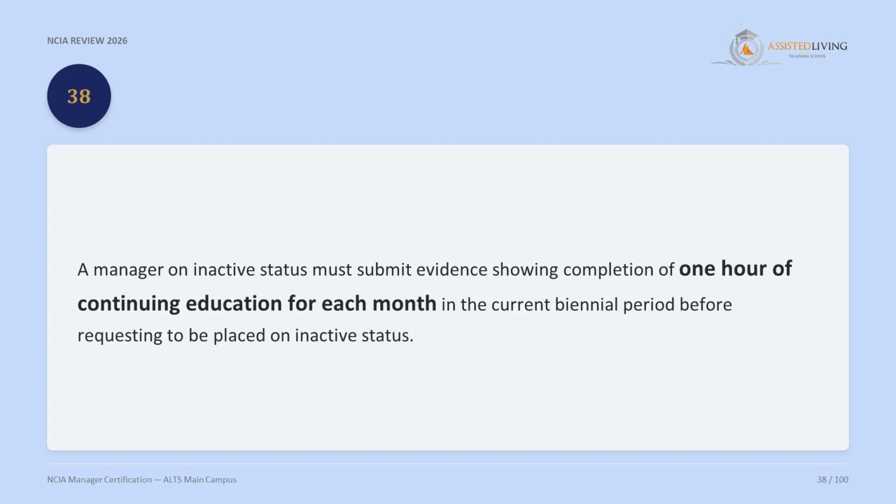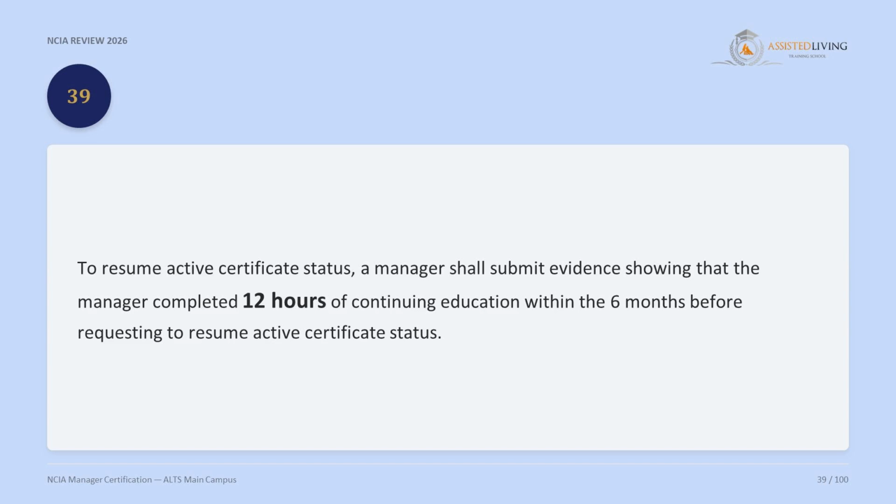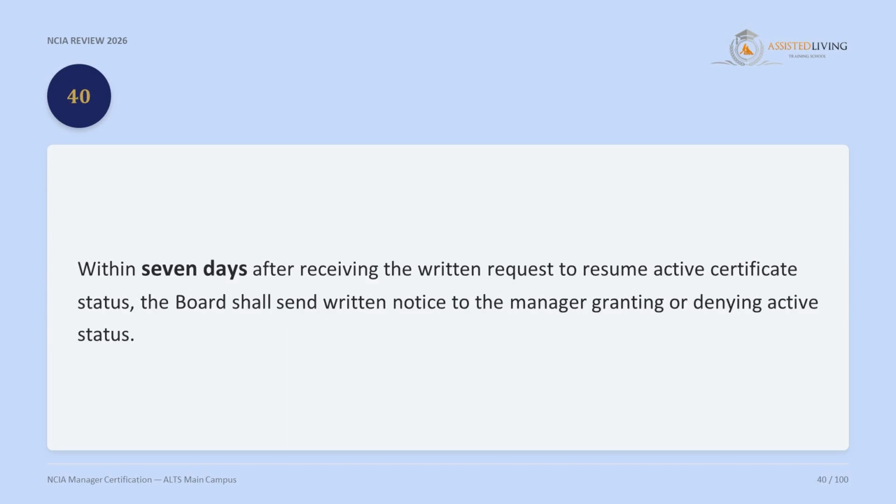Inactive managers must complete 1 hour of continuing education per month in the current biennial period before requesting inactive status. To resume active status, a manager must complete 12 hours of continuing education in the 6 months prior to the request. After receiving a written request to resume active certificate status, the board will respond within 7 days, granting or denying the request.